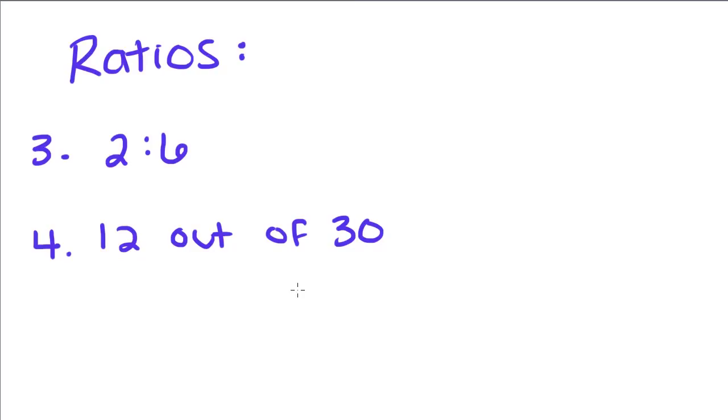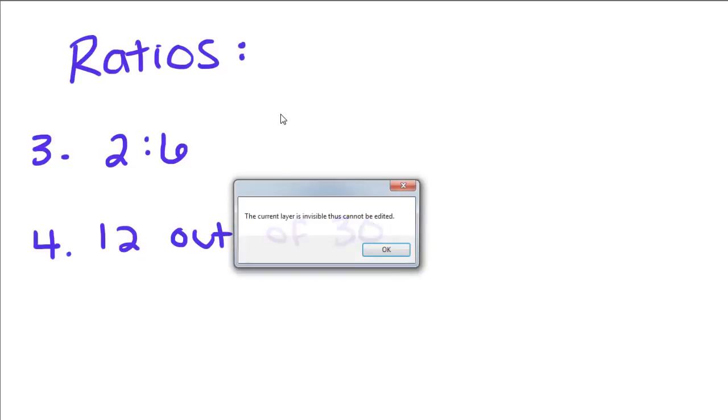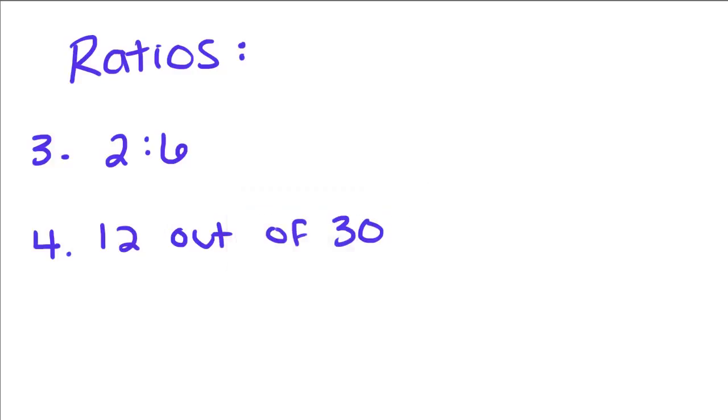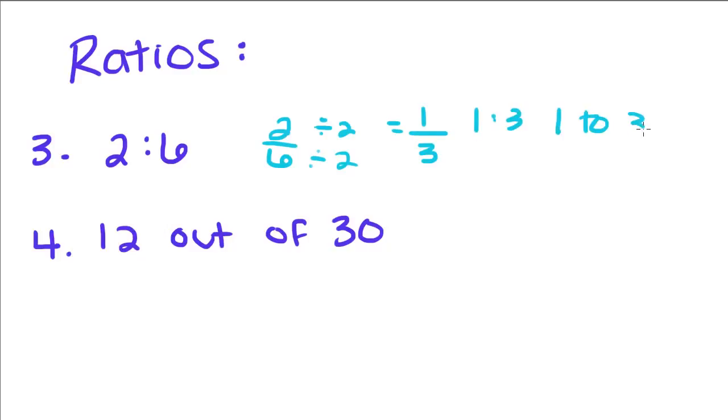So we're going to do some more examples. We have 2 to 6. So we put 2 over 6. And we're going to divide the top and the bottom by 2. So 2 divided by 2 is 1. 6 divided by 2 is 3. So we have a 1 to 3 ratio, a 1 to 3, or a 1 out of 3.